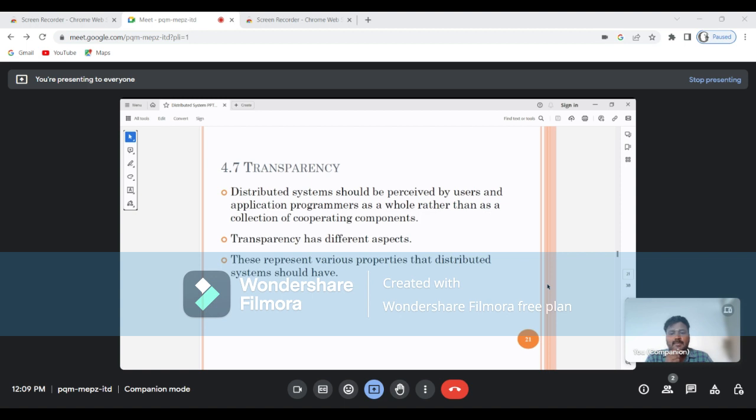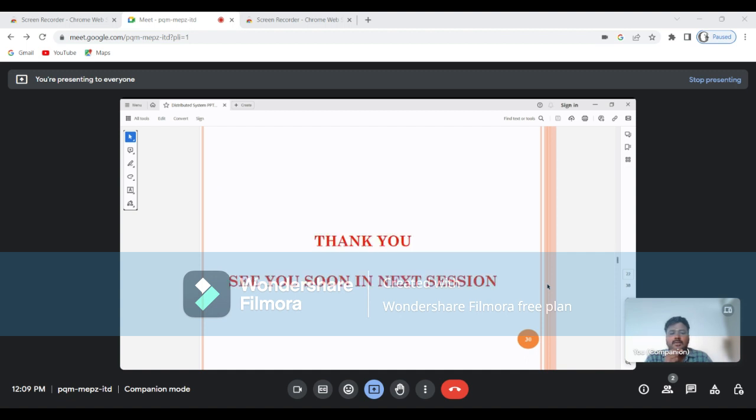And also the transparency. The systems connected to the distributed system are very transparent. Any updates that I make in one particular system will be updated in the nearby adjacent systems connected to it.